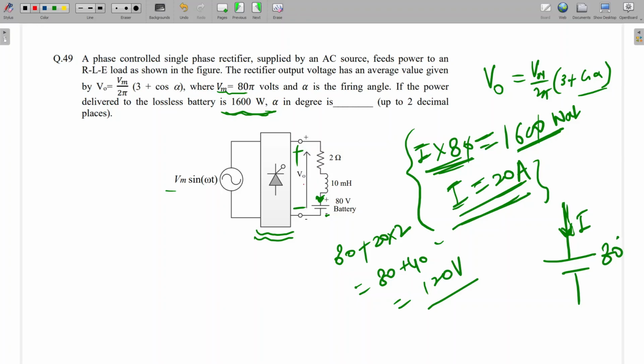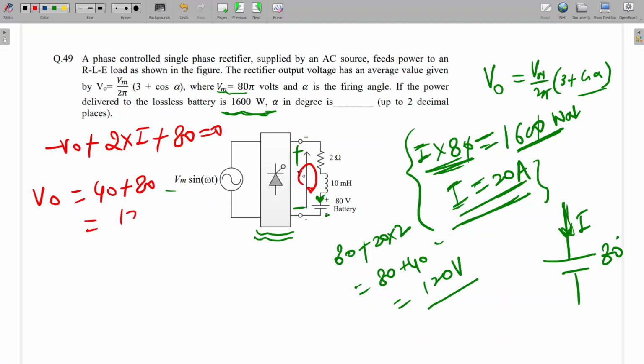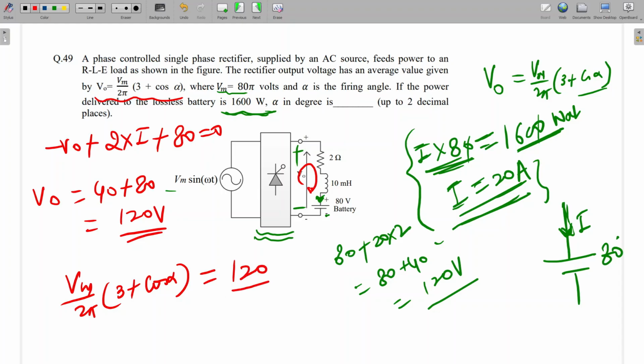Further, we can write KVL in this loop. So KVL: minus V naught plus 2 into I plus 80 is equal to 0. So V naught will be 2 into I, which is 40. So 40 plus 80 will be equal to 120 volt. And already the output voltage equation is given. So Vm upon 2 pi times 3 plus cos alpha should be equal to 120. From here we can calculate the alpha value.